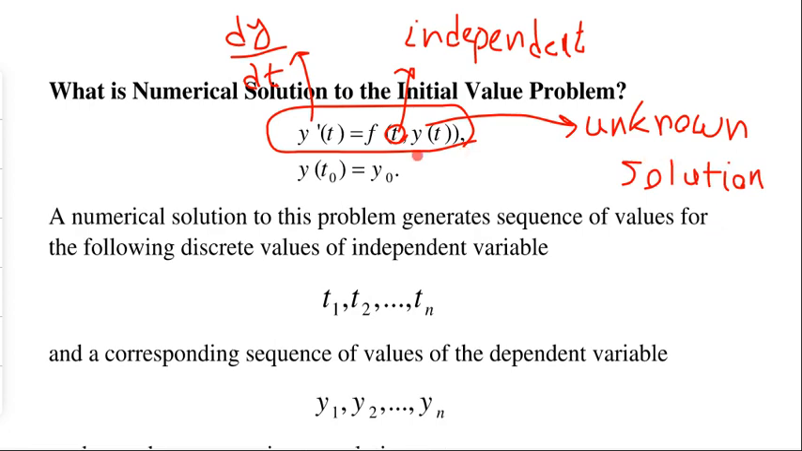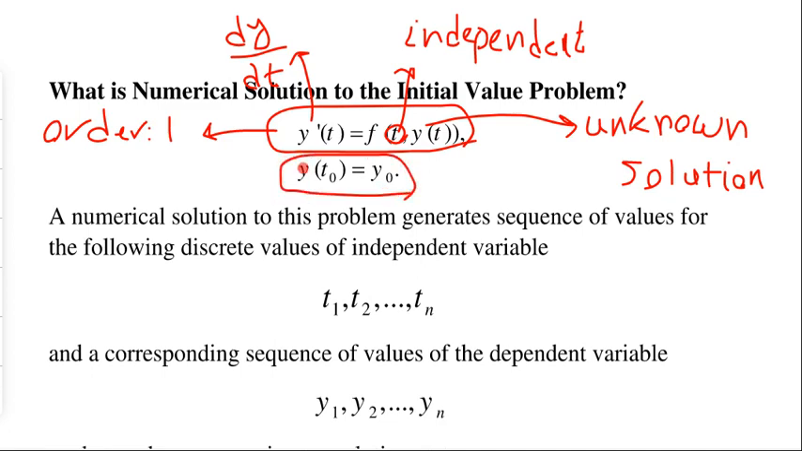We want to obtain this unknown solution, and here we have a first order derivative, so the ODE will be of order 1. Our order will be 1. Order is 1, or first order. So we need just one initial condition.